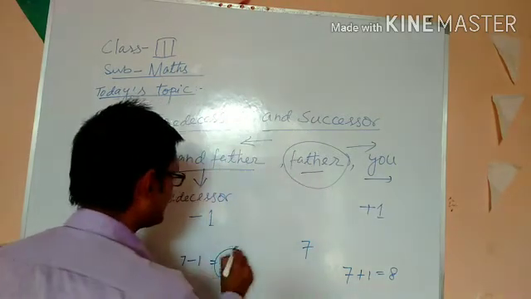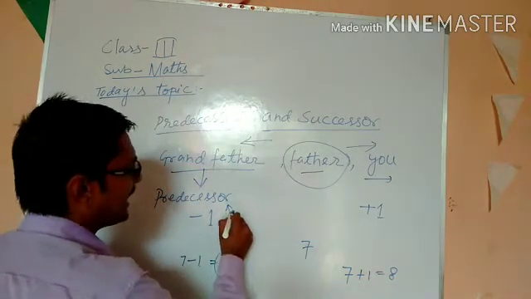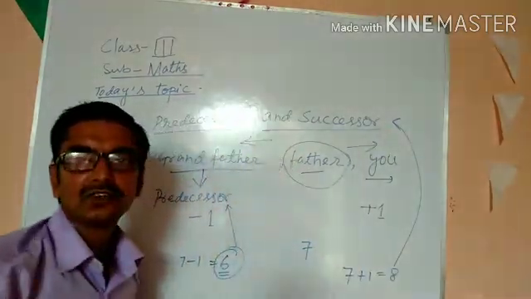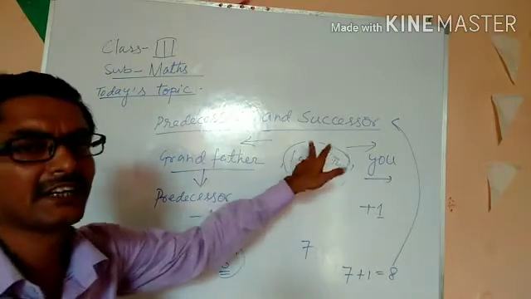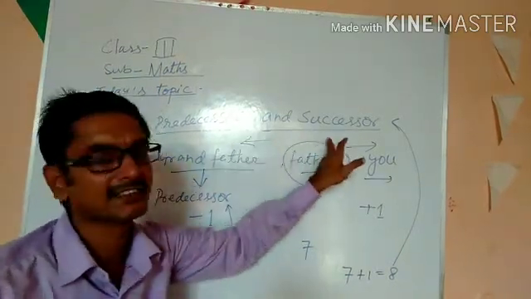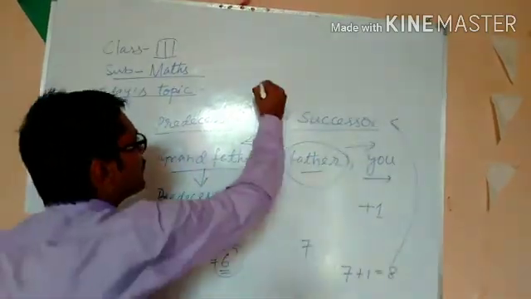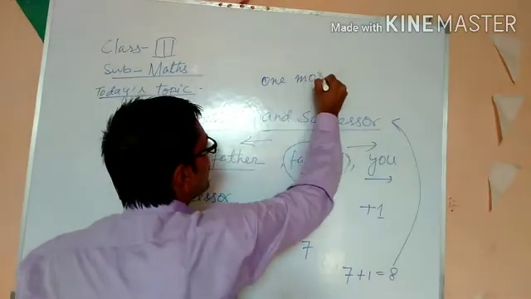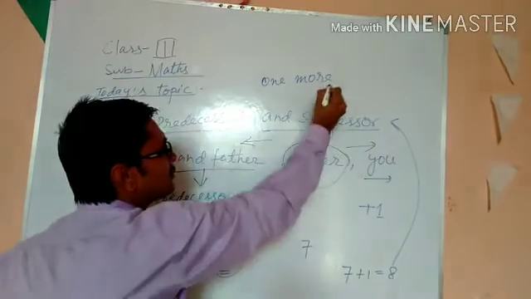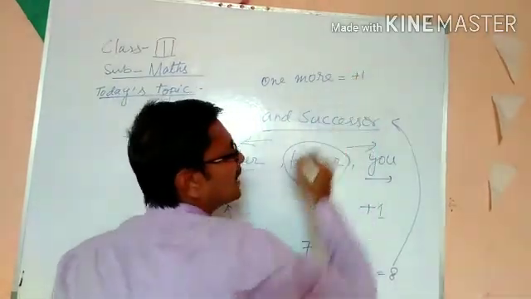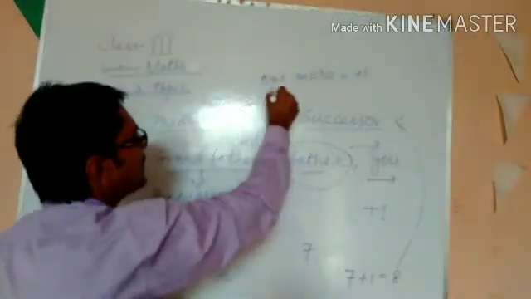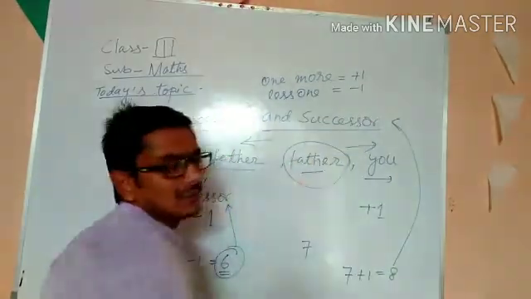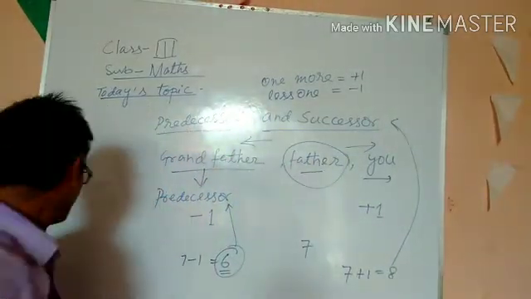Here as you can see, 6 is the predecessor and 8 is the successor. So some of the worksheets are related to these predecessor and successor. If you are asked one more, then what will you do? One more means plus 1, less 1 means minus 1.